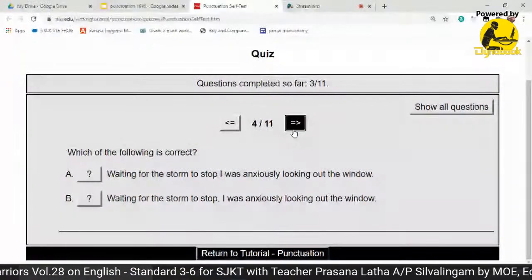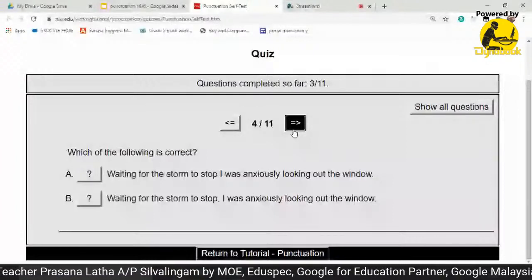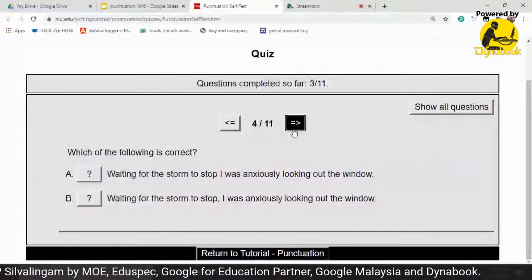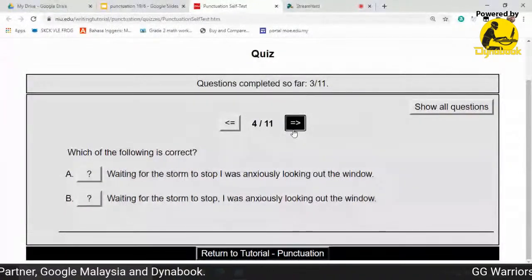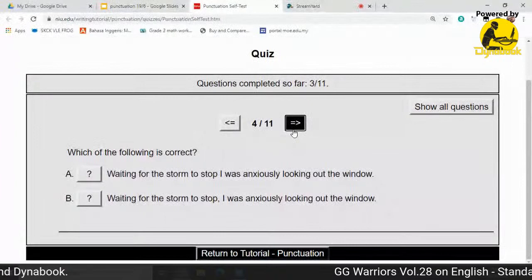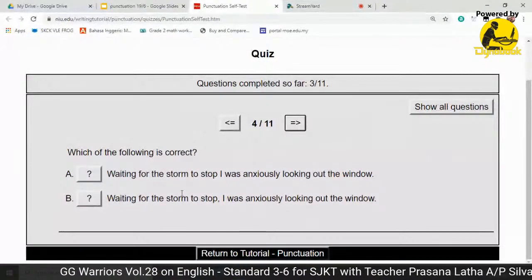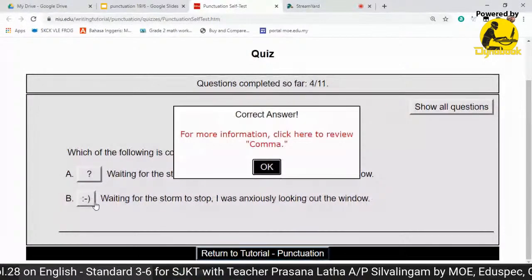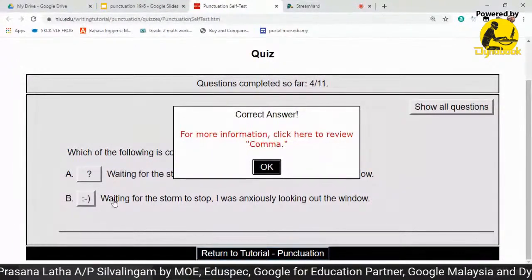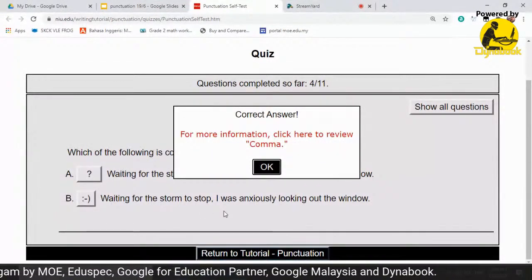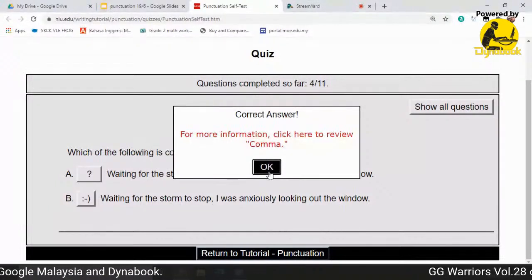Which of the following is correct? Waiting for the storm to stop, I was anxiously looking out the window. Or waiting for the storm to stop, I was anxiously looking out the window. So question number 4, some of you answered B. I'm just going to go with B. Correct answer, because there's additional information after the comma, so it is advisable to use a comma. Next question.